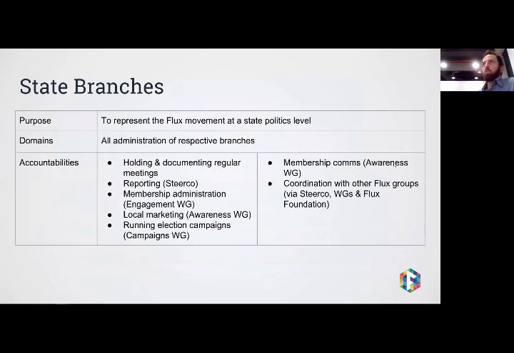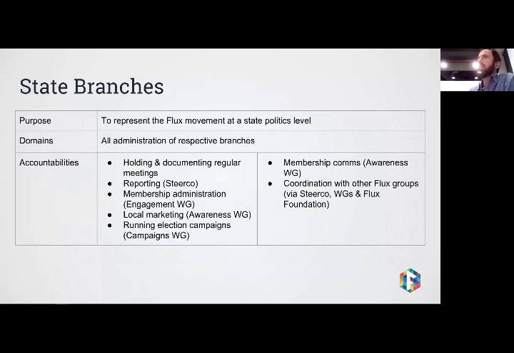But before we get into the working groups, just a very quick overview of what the state branches do and their accountabilities. One of the most visible accountabilities of the state branches is to hold regular meetings for the members to attend. We'll be giving these state branches some more guidance in the coming months about how to formalize their meetings and how to formalize the reporting back to the steerco via a state rep.